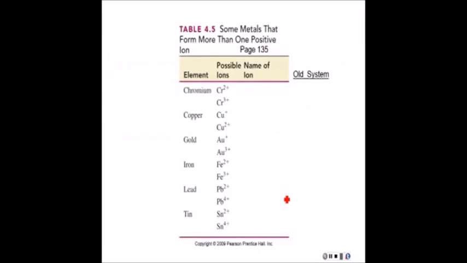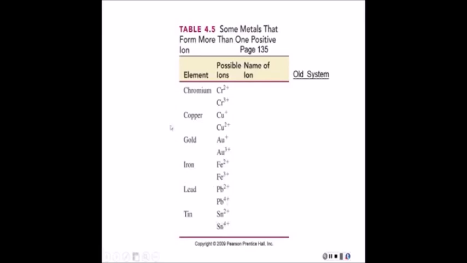Now the transition metals can form ions of varying charges. And here we have some. We have chromium, which could be 2 or 3. Chromium can be 2 and 3. Copper can be 1 or 2. Gold can be 1 or 3. Iron can be 2 or 3. Lead can be 2 or 4. Silver can be 2 or 4.